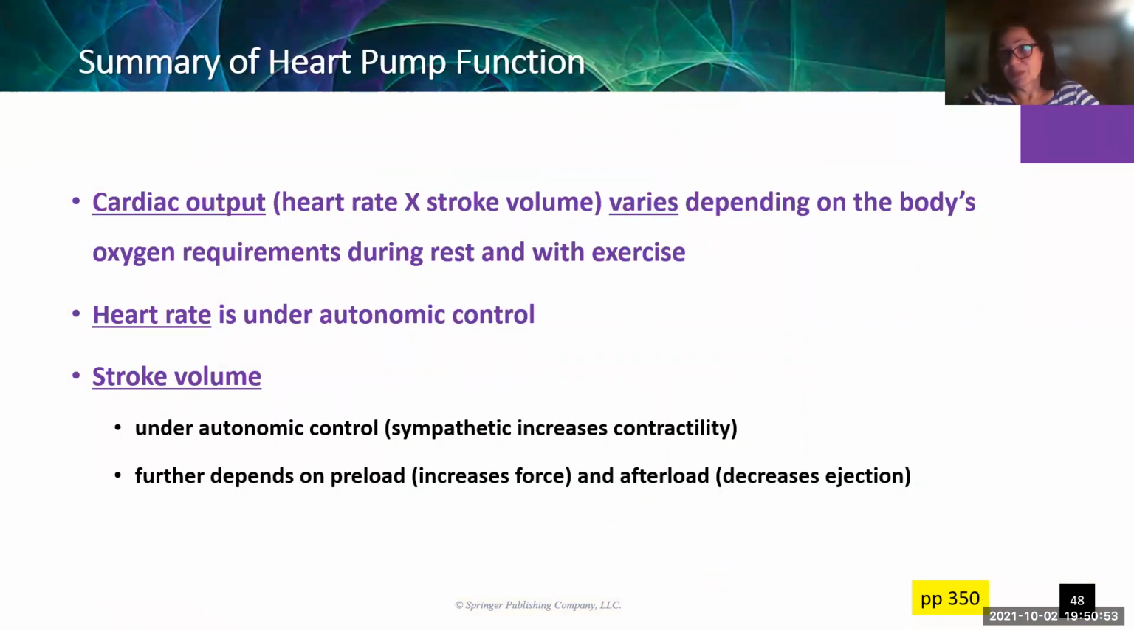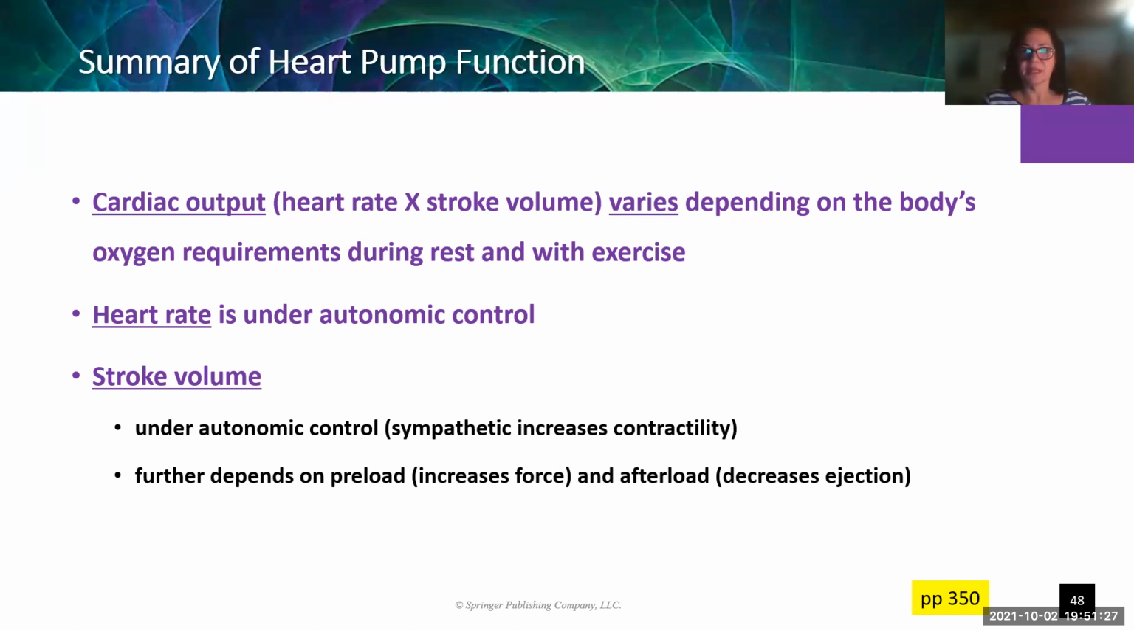And so to summarize, the heart is a pump. It's going to put some stuff out. That cardiac output is the product of the heart rate and the stroke volume. How much cardiac output we need at any given time is going to depend on what the body's doing. How much oxygen do our tissues need right now? When we are at rest, we don't need as much, so the cardiac output chills.